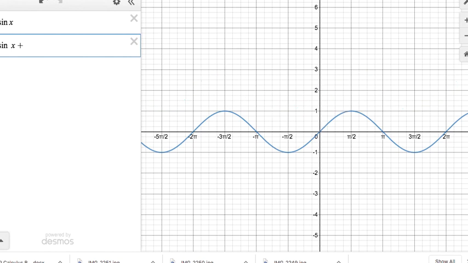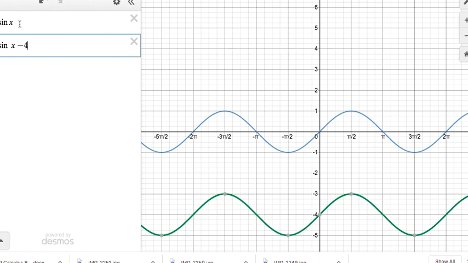If I switch this to be sine of x plus 3, now that's moving up to 3. If I subtract, that's going to move it down, so I could subtract 4, and now everything in my graph is shifted down 4 units from where we started.